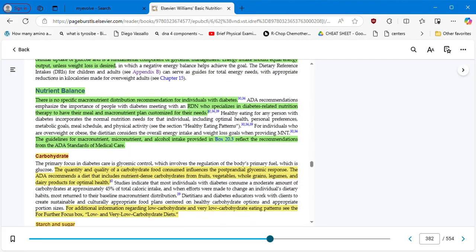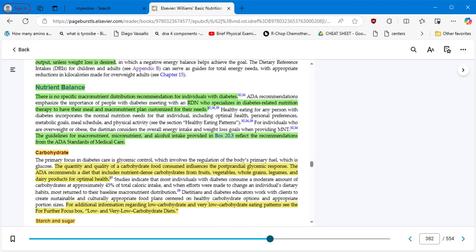Okay, so now we are talking about nutrient balance. There is no specific macronutrient distribution recommendation, meaning your protein, your fats, and your carbs, for individuals with diabetes. So nutritionists who specialize in diabetes-related nutrition therapy, to have their meal and macronutrient plan customized for their needs, are going to prepare a good plan for that particular patient, right? The guidelines for macronutrient, micronutrient, which is your vitamins and supplements, and alcohol intake provided in box 20.3 reflect the recommendations from ADA standards of medical care.